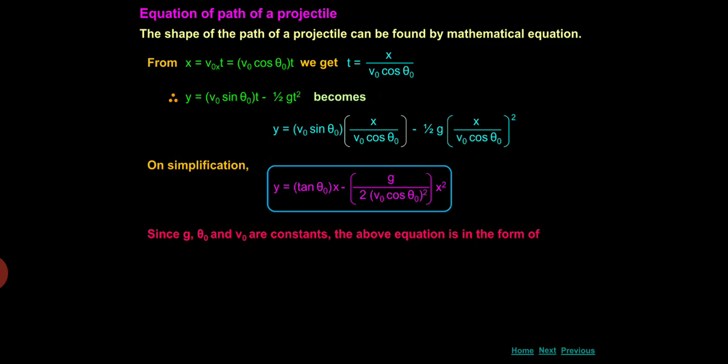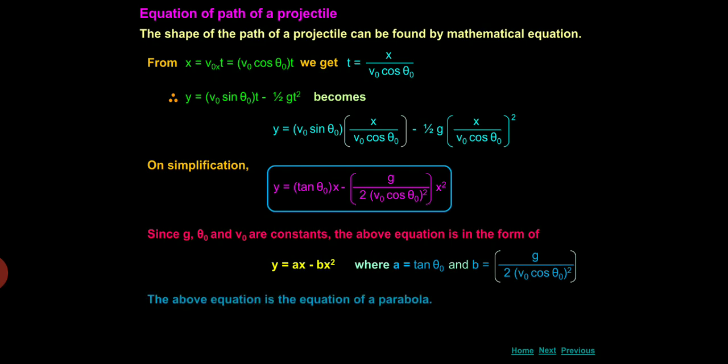Now, since a few parameters like g, theta naught and initial velocity v naught are constant in the above equation, we can directly replace them by constant factors a and b, and we get a simple form of the equation: y is equal to ax minus bx square, where a is tan theta naught and b is equal to g upon 2 into (v naught cos theta naught) whole square. So the above equation is the equation of a parabola.